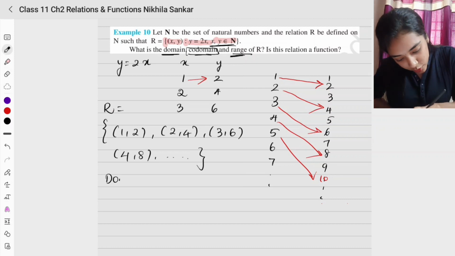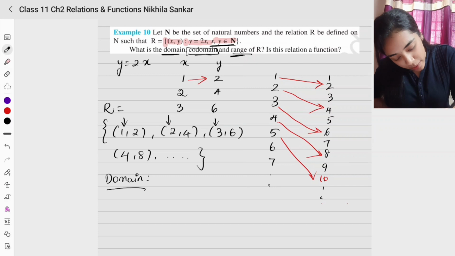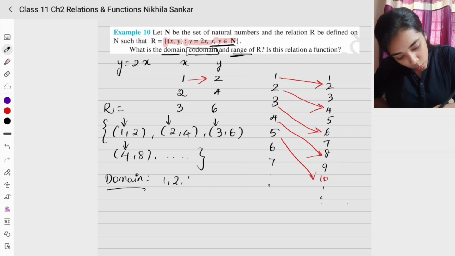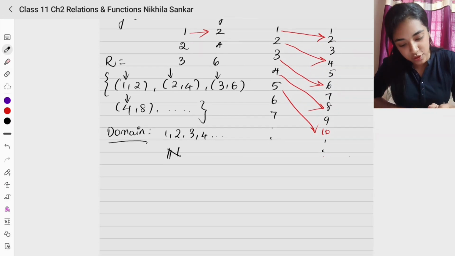So what is your domain going to be? Domain is going to be all permissible inputs. So all permissible inputs, what is possible? You have 1, 2, 3, 4 and so on. So this is going to be the set of all natural numbers. This is your domain. Okay.